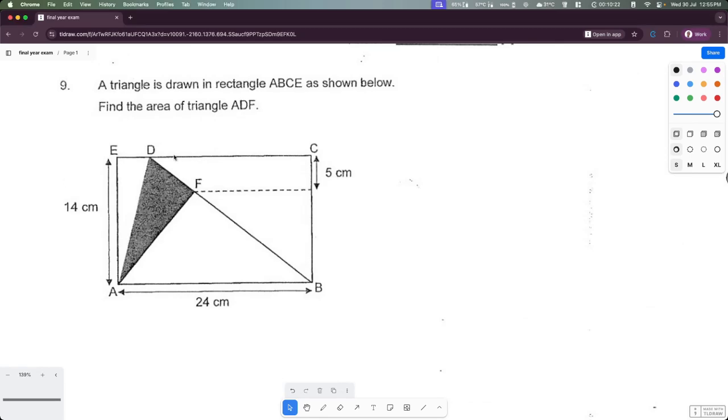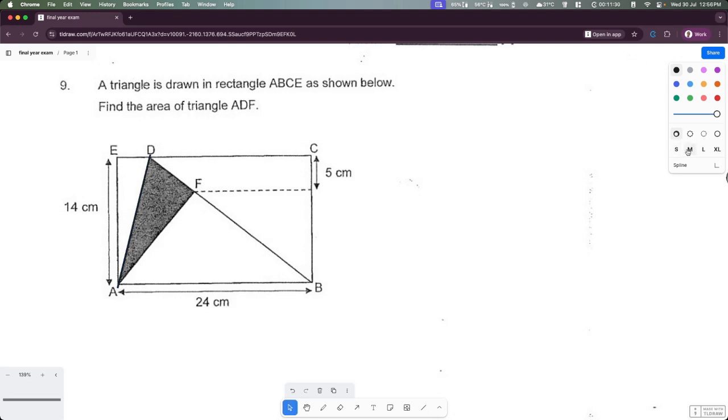So question number 9, it says a triangle is drawn in a rectangle ABCDE as shown below. Find the area of the triangle ADF. So you see here. Right, so how do we do this? So essentially to get the shaded triangle, first we need to get the area of this triangle.